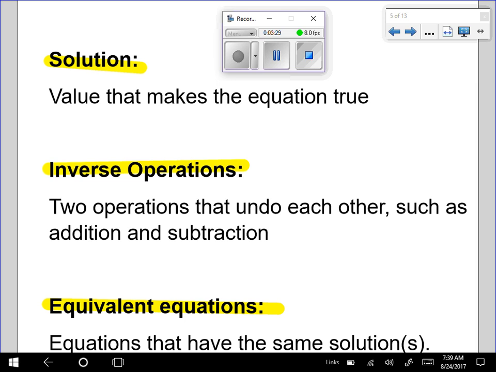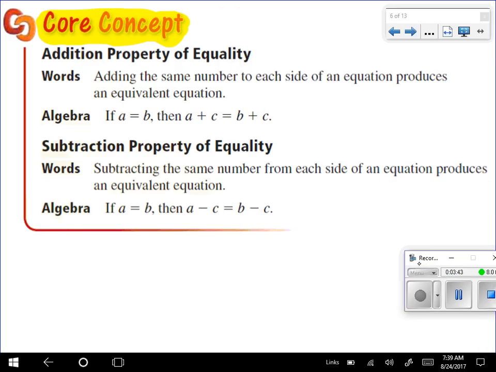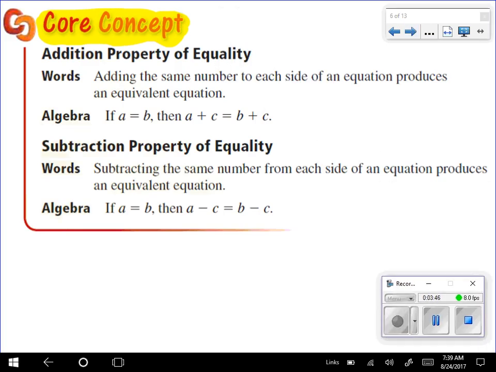All right, now we're getting into the big stuff, the core concepts. Every day we'll have what is called core concepts. So these are things you really have to know. Luckily today, you probably already know these core concepts. So our first core concept are the addition and subtraction properties of equality.